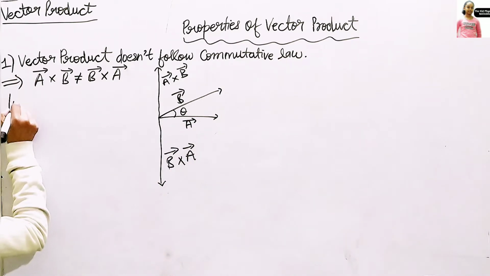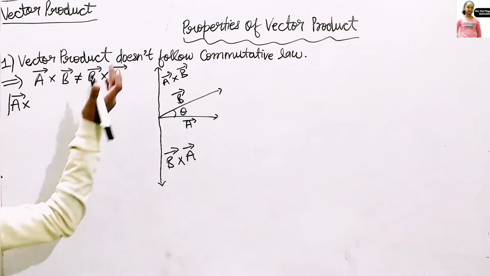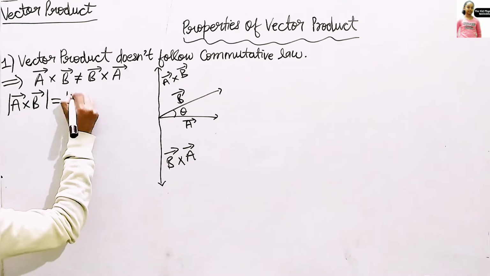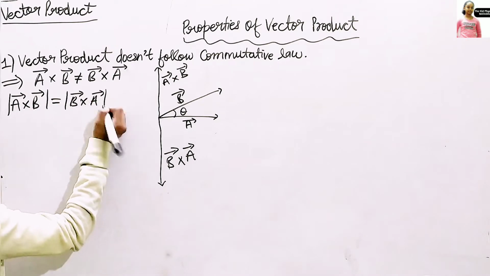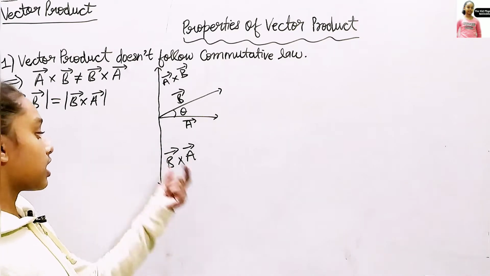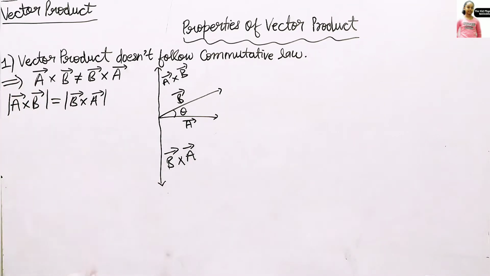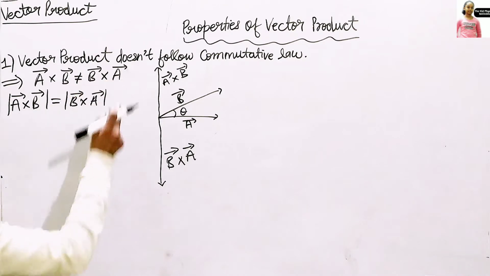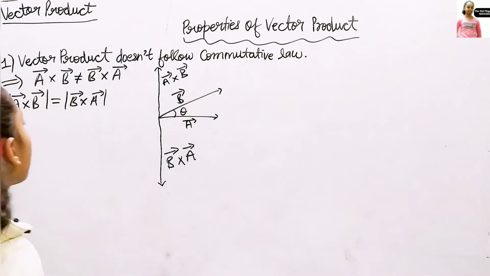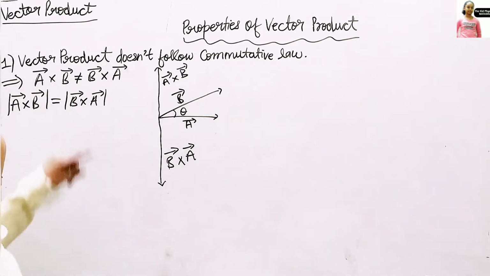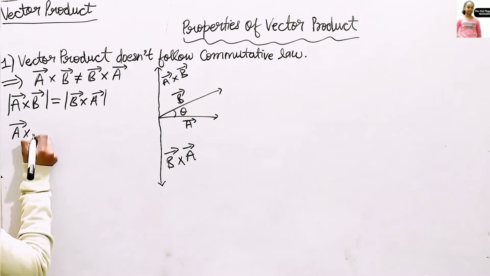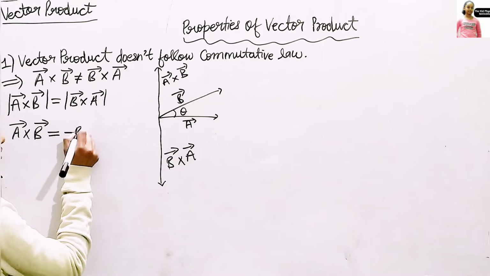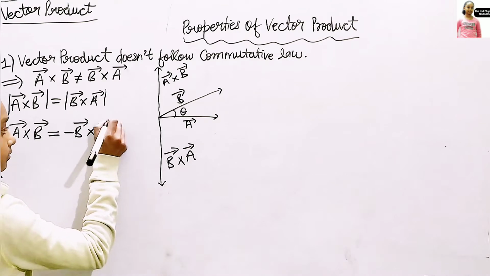Let me first of all write that. Their magnitudes can be the same, but their directions are not the same. So, we can't say that they are equal to each other. This means that A cross B is not equal to vector B cross vector A. But we can write that vector A cross B is equal to minus B cross A.